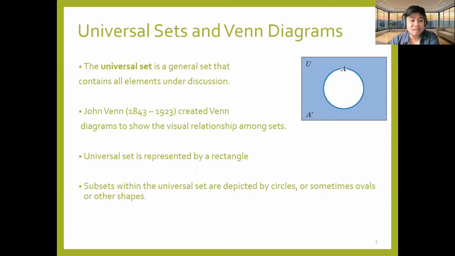And the subsets and other sets within the universal set are depicted by circles, or sometimes ovals or other shapes. So, it depends on you kung anong gusto mong gamitin na shape for the sets and other subsets. Pero usually, we use circle. So, as you can see here on the figure, makikita natin dito, we have the universal set, yun yung rectangle, and then we have the set A, yung circle.